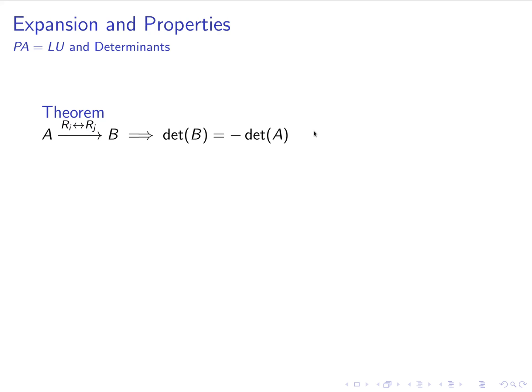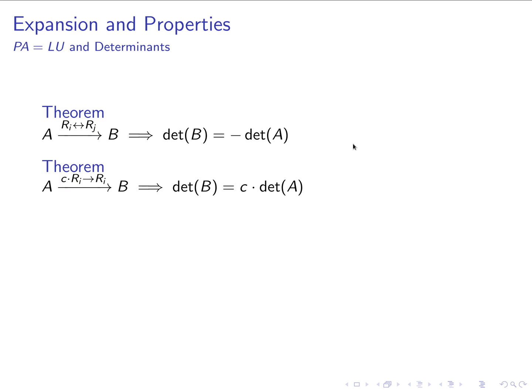So remember, there are three types of elementary row operations. There's row switching, there's row scaling, and there's row addition. Our first theorem here says the following. If we start with a matrix A and perform a row swap to obtain a matrix B, it turns out that the determinant of the new matrix B is guaranteed to equal the negative of the determinant of the original matrix A. So effectively what this theorem says is that if we switch two rows of a matrix, that negates the determinant of that matrix.